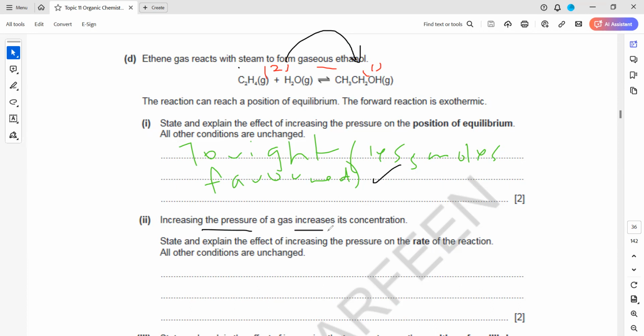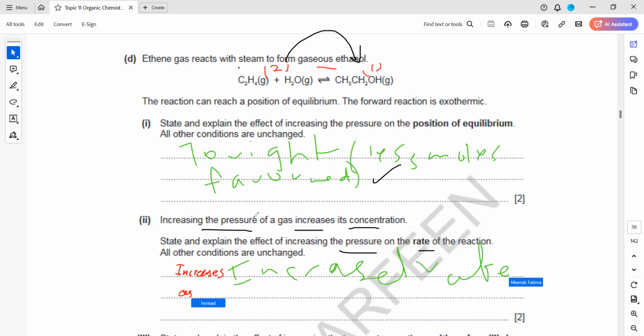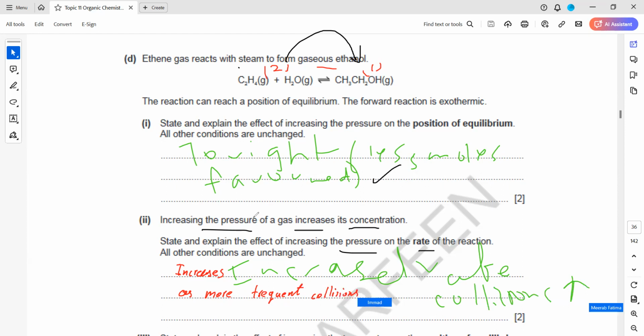Increasing the pressure of a gas increases its concentration. State and explain the effect of increasing pressure on the rate. The rate will increase. Why? Because there will be more successful collisions between the particles, or more effective collisions between the particles.